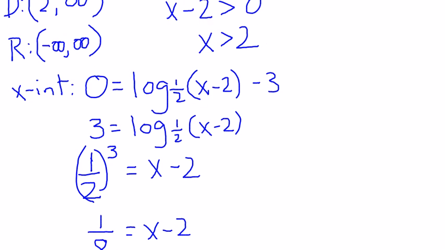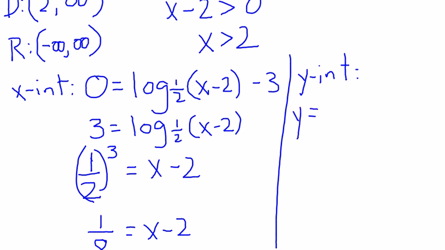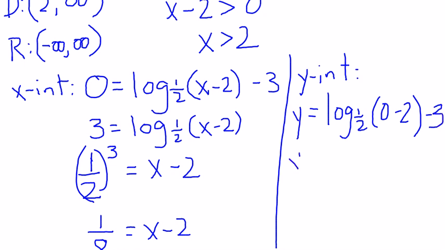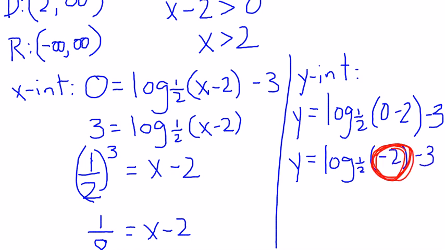Then for the y-intercept, we make x 0. So it's log base 1/2 of 0 minus 2 minus 3. So we get y equals log base 1/2 of negative 2 minus 3. So that's negative. So there's no y-intercept.